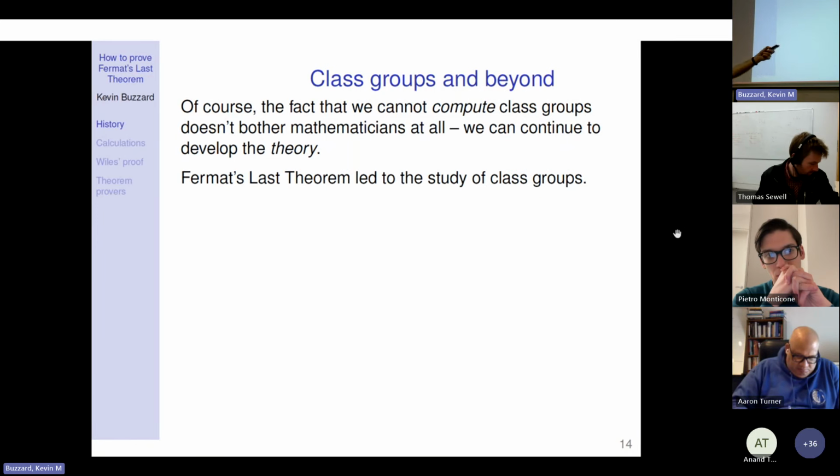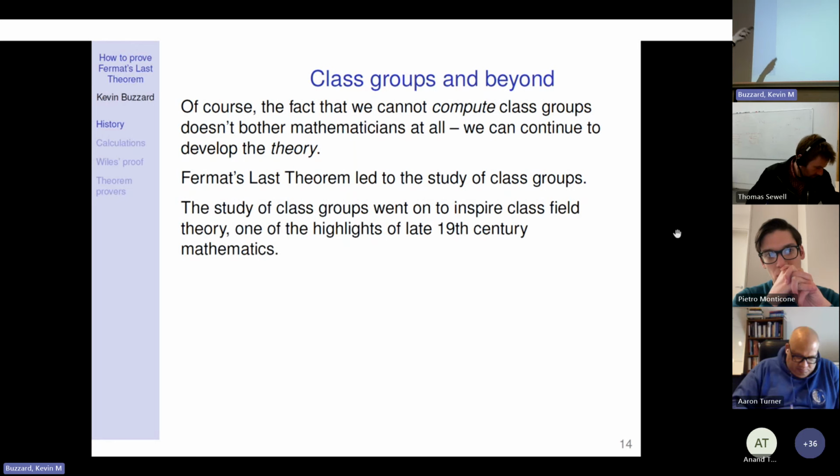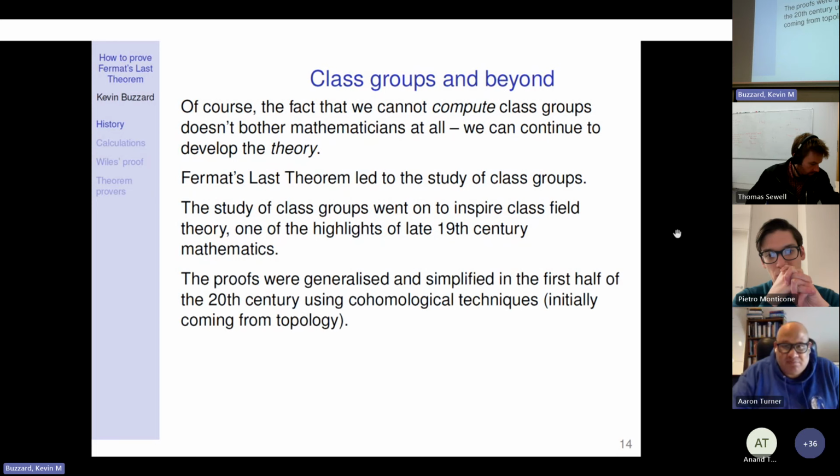So Fermat's last theorem has led to the study of class groups, and then from these class groups, it was realized that these class groups were Galois groups, and there was this funny link to Galois theory. The next thing you know, we'd invented class field theory, and the main theories of class field theory, these were like the highlights of late 19th century mathematics. And then techniques coming from topology were used to generalize and simplify the proofs. So then we had a fancy modern version of class field theory in the first half of the 20th century.